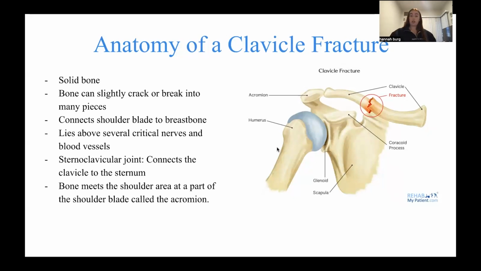The clavicle originates at the sternoclavicular joint, which connects the clavicle to the sternum, and it inserts on the acromion. When a clavicle fracture occurs, there usually comes with lots of pain and lots of swelling. So when you go get it looked at, it's usually diagnosed through a physical exam and x-rays.